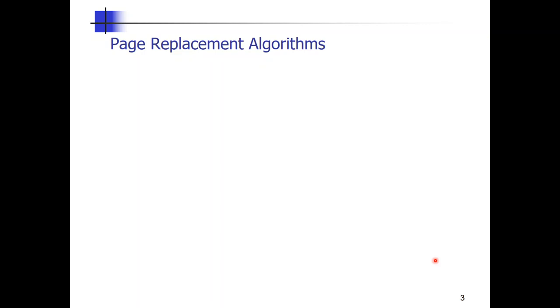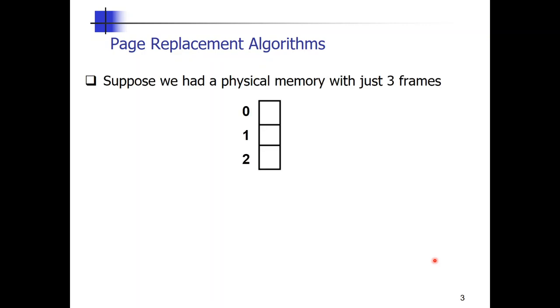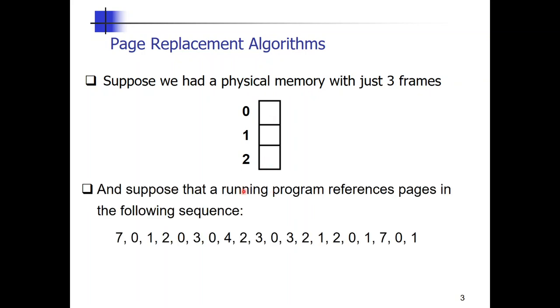So let's take a look at the need for this replacement a little bit more in detail. For this conversation, we will have a physical memory with just 3 frames. And we are assuming that the current program references pages in this particular sequence. This is called a page reference string or a page reference sequence.